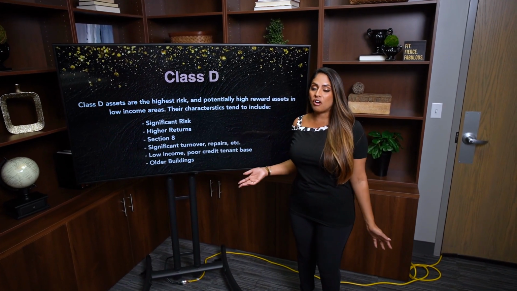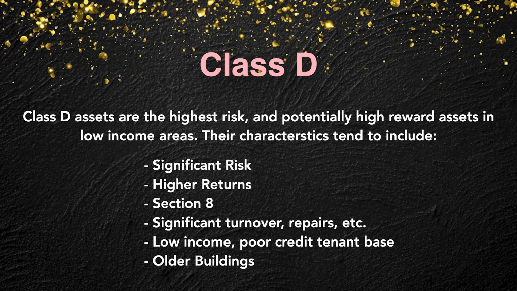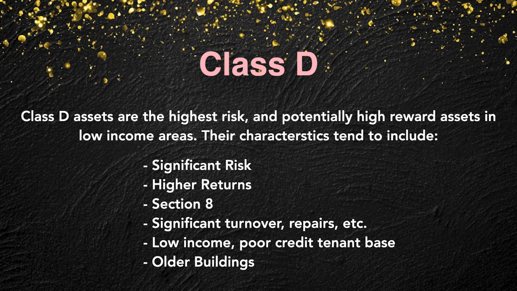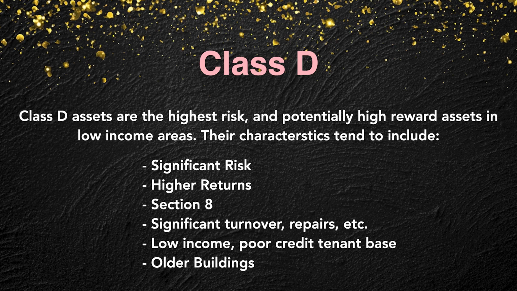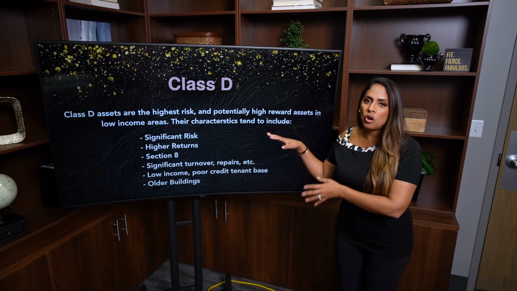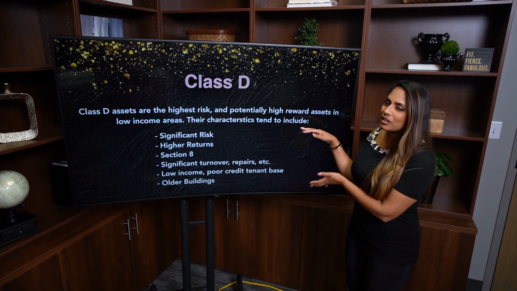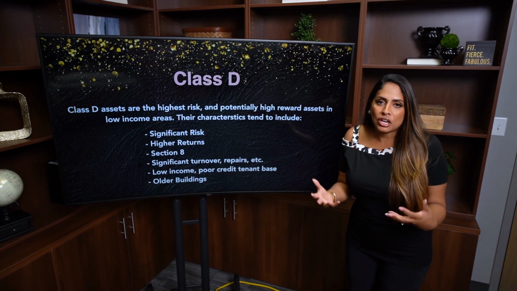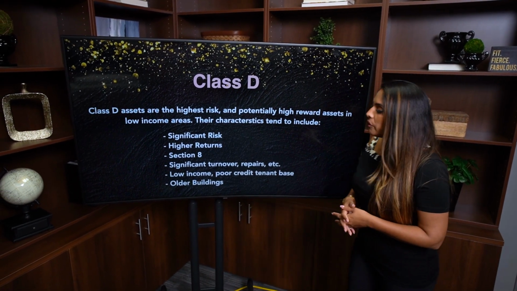Class D assets are the fourth asset type in multifamily assets. Class D assets are the highest risk and also potentially the highest reward asset in lower income areas. Their characteristics tend to include a significant risk, and this is all relative to other classes of real estate. It doesn't mean that it's significantly risky as an investment because real estate as a whole is a generally stable investment class. It's a good part of a diversified portfolio.